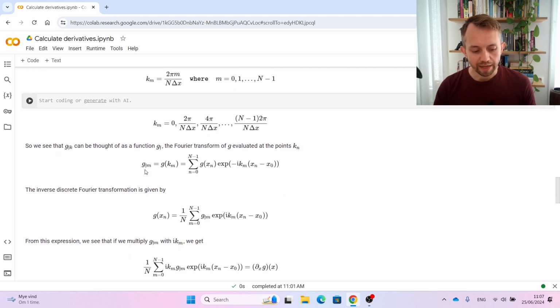Now, if I look at the inverse discrete Fourier transform in terms of this k here, it looks like this. So I can get back the value of g evaluated at xn by the summation from m equals 0 to n minus 1. So here I'm summing over the km values instead.